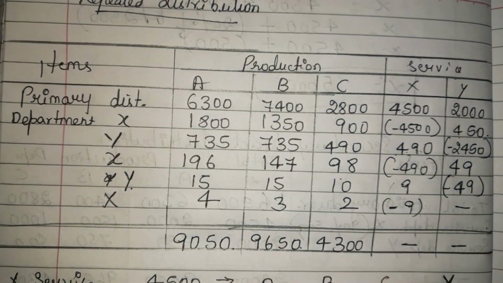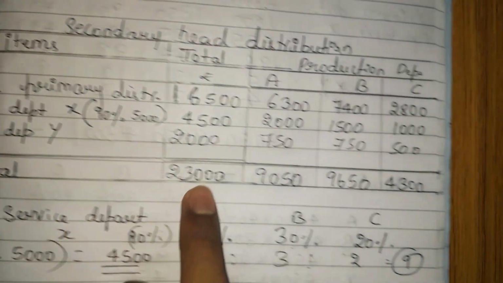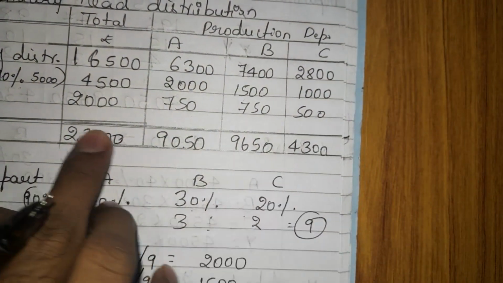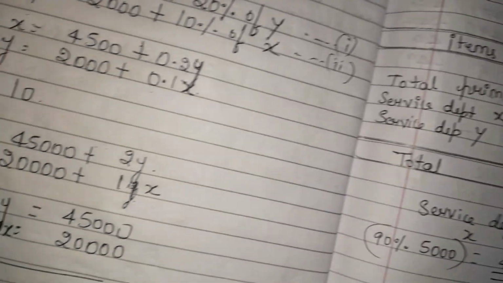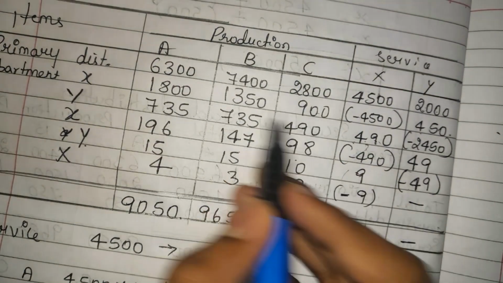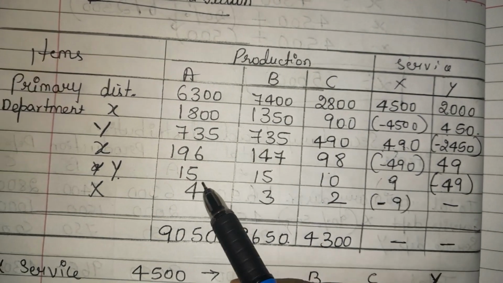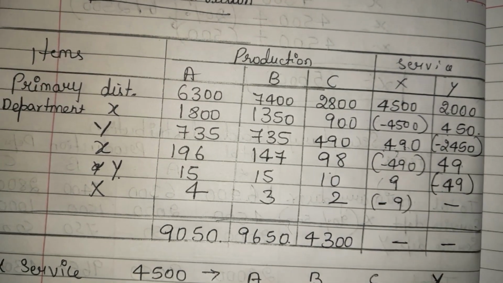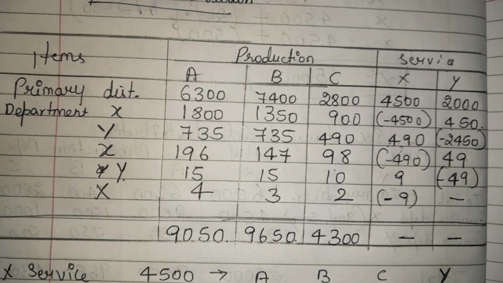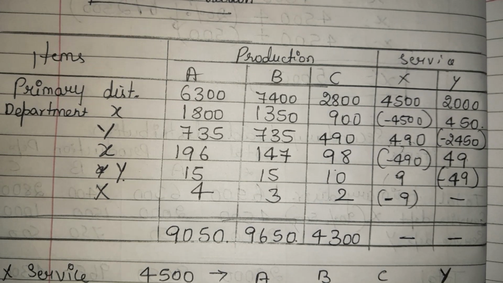If you observe, we got the same total as when we solved the problem using the simultaneous equation method. So why it is called the repeated distribution method is because you are repeatedly distributing the cost. When you distribute Y cost, again X cost will come, that again you will distribute, again Y cost will come. So repeatedly you are distributing. This is how you need to solve the problem under reciprocal distribution, under the simultaneous equation method and the repeated distribution method also. Don't worry, in my next part I'll be solving one more problem by both the methods, so that you can easily get your doubts clarified.